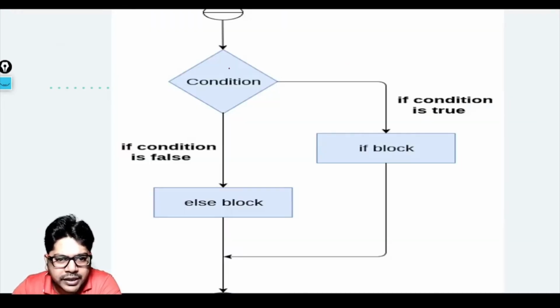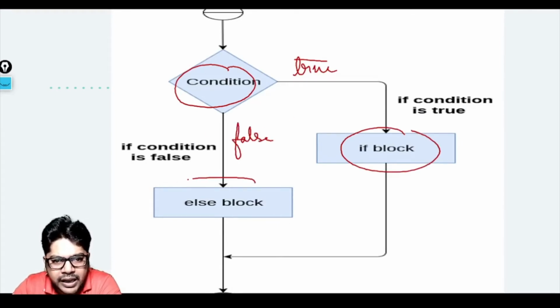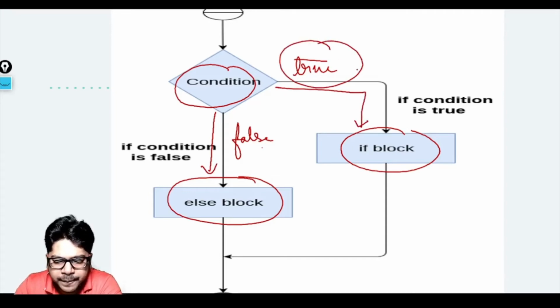Look at the flowchart here. We have the condition here. If the condition is true, then the if block is getting executed. And if the condition is false, then we have a block which is called the else block, which will only get executed when it is following this path. This path is the false case. This path where the if block is coming, that is the true case. So in any case, only one of these, either this part or this part, will get executed. Both of them cannot happen together.